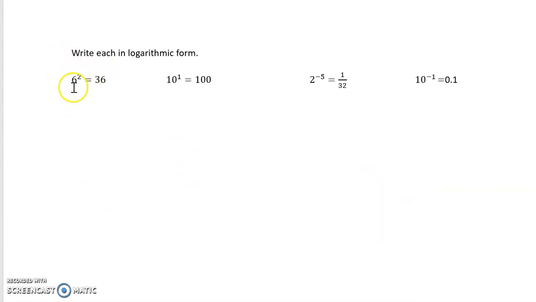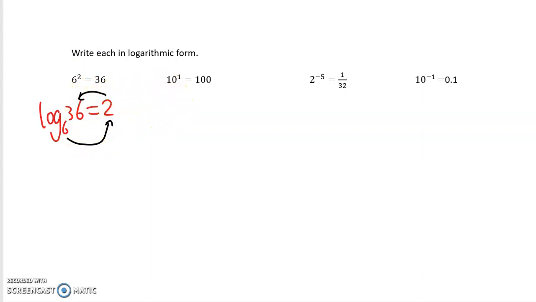For example, if we have 6 squared equals 36, how do we change it to logarithmic form? We write down log, and the base will be the same as in the exponential form. We keep the base 6. But instead of putting the exponent there, we put the right-hand side number right here, and the exponent will be equal to 2. So it's like the base 6 squared equals 36.